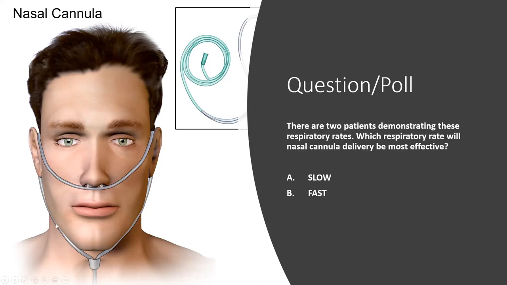Okay, everybody seems to be saying slow, and I'm glad to tell you that this is a correct answer. The reason why we don't want to give nasal cannula as a device to patients with tachypnea is because the faster you breathe, the lesser amount of oxygen is actually absorbed, because by the time it goes into your respiratory tract, the exhalation process now pushes out what you had inhaled. Thus, the first principle for the use of nasal cannula is it should be given to patients who have slow breathing patterns, not to patients that have tachypnea.